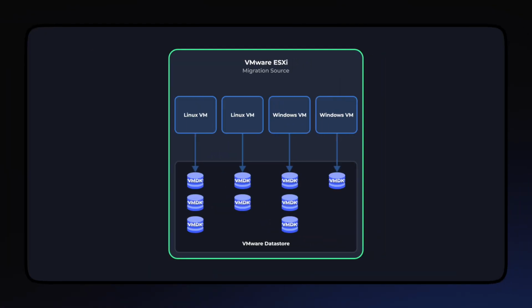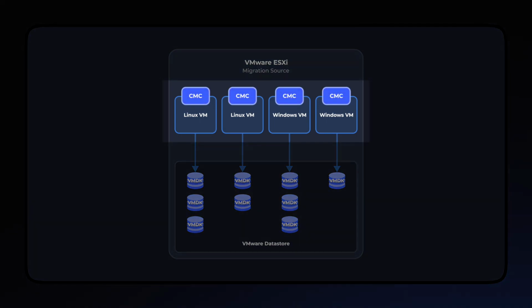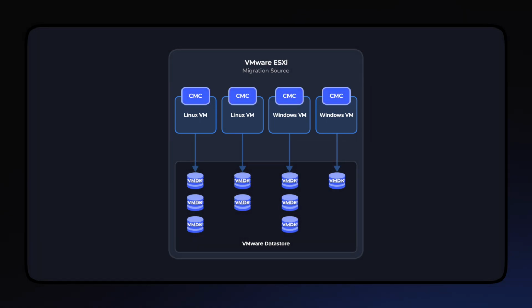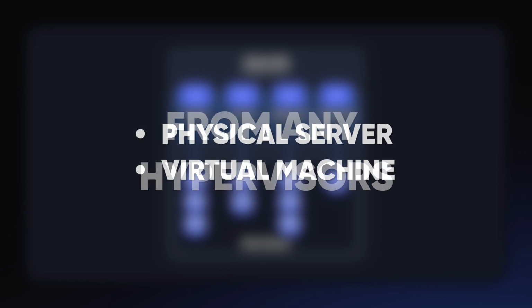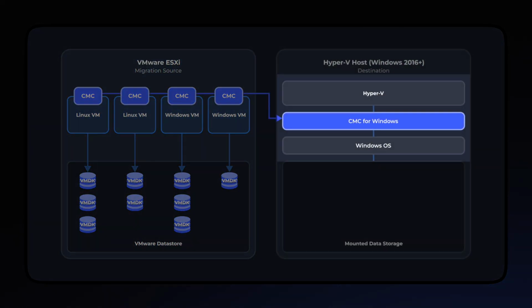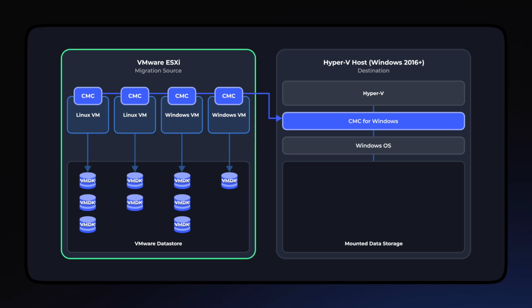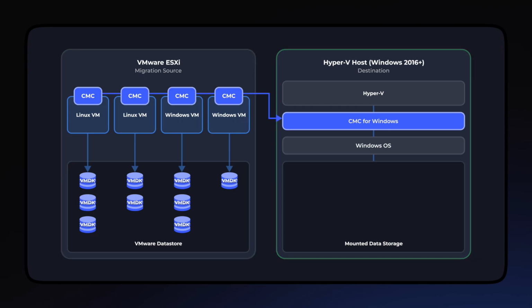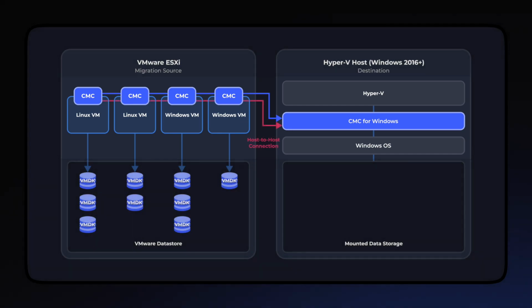Here's our production VMware environment. We will deploy Cirrus Migrate Cloud on your Linux and Windows hosts. Even though they are VMware VMs in this demo, they can be a physical server or a virtual machine from any hypervisors. Then we will also install CMC for Windows on our Hyper-V host. Once they are installed on both the migration source and destination, Cirrus Migrate Cloud will automatically establish a host-to-host direct connection between the two environments.